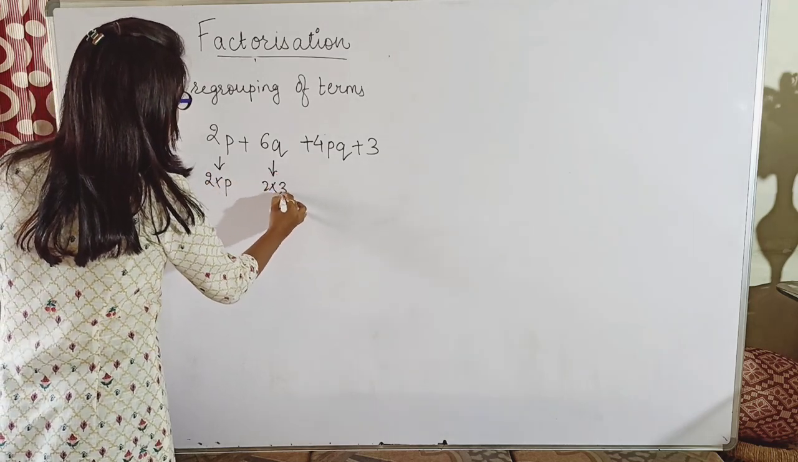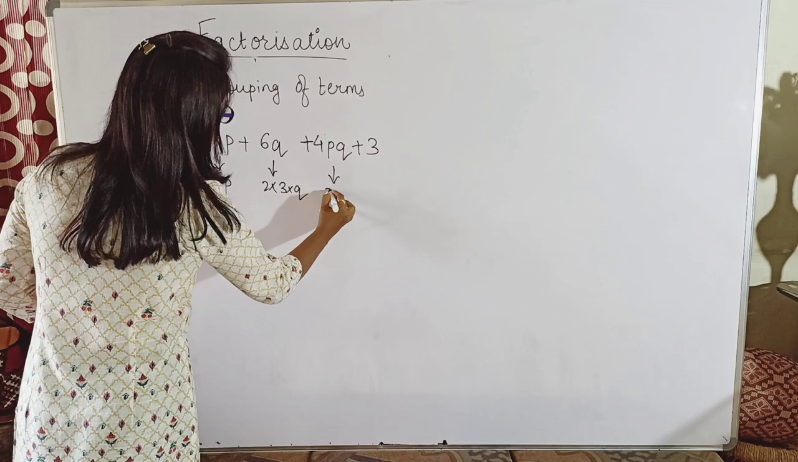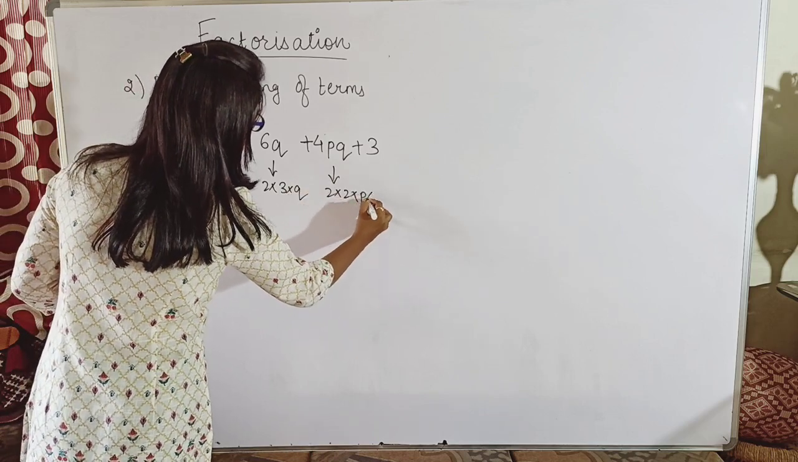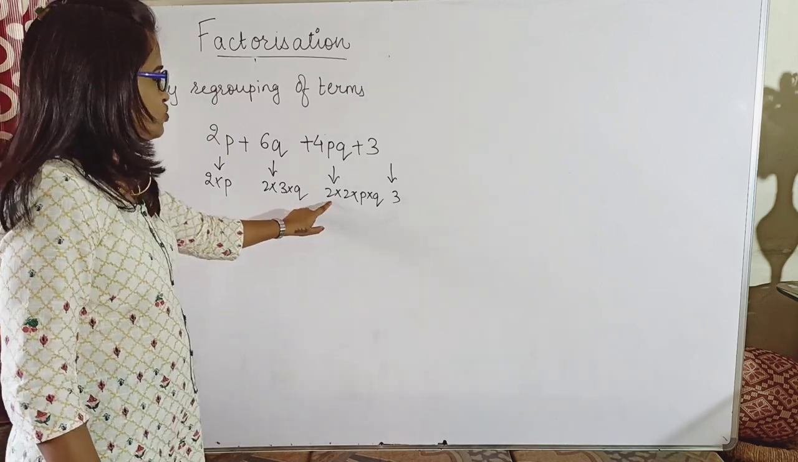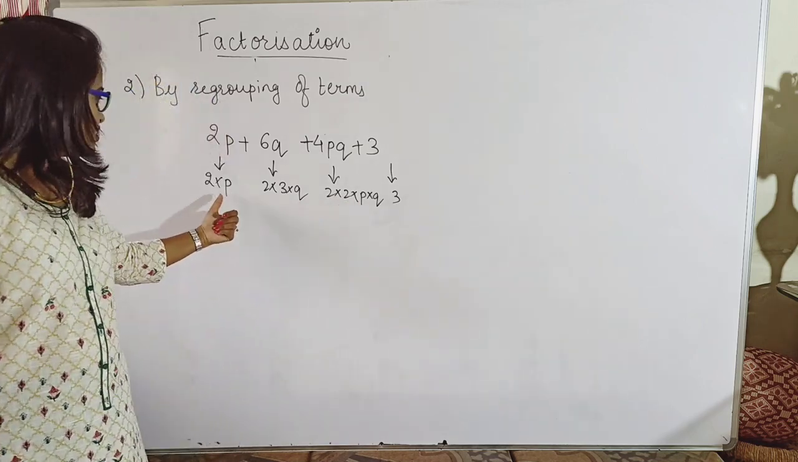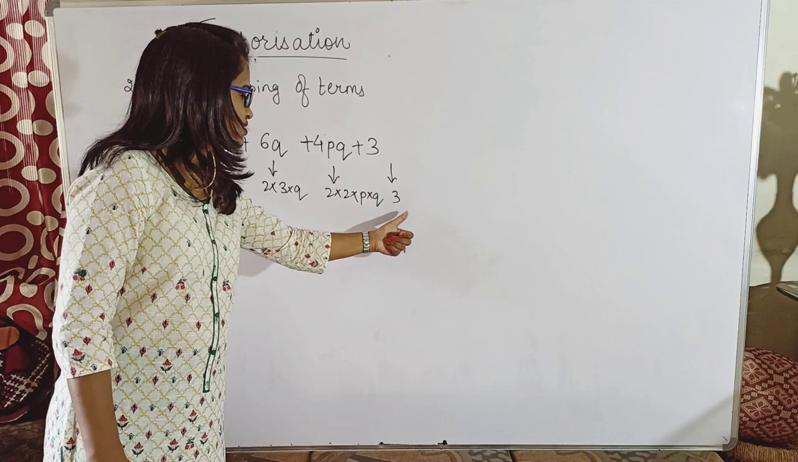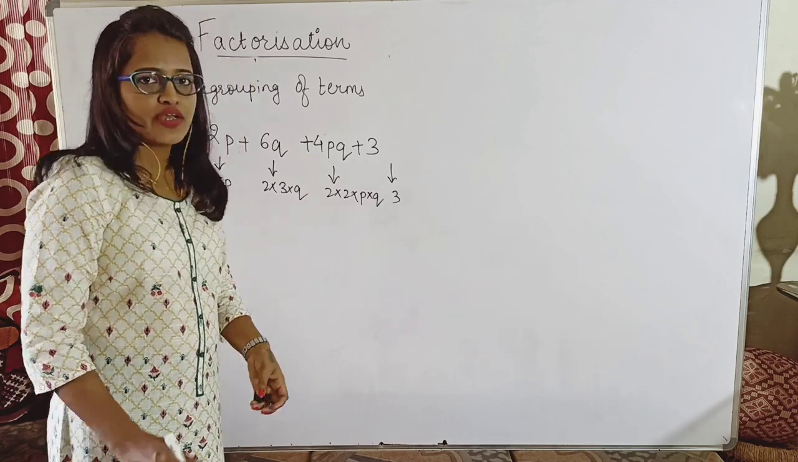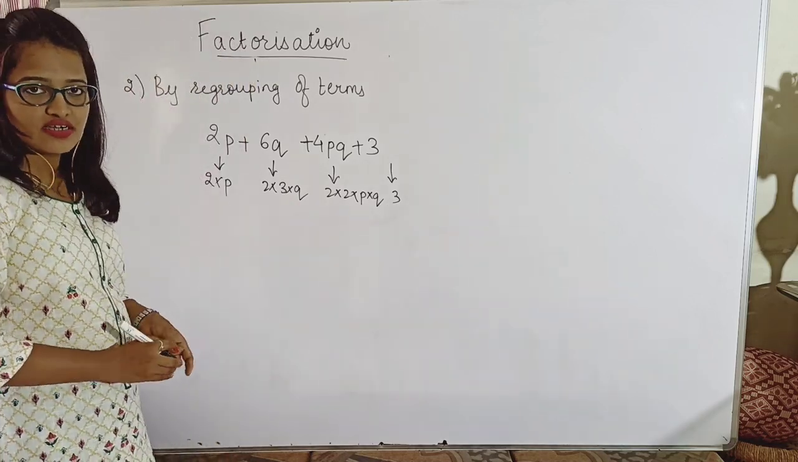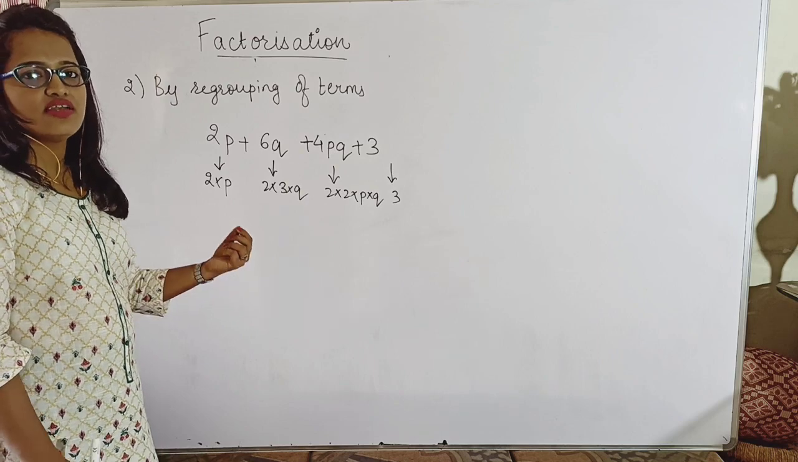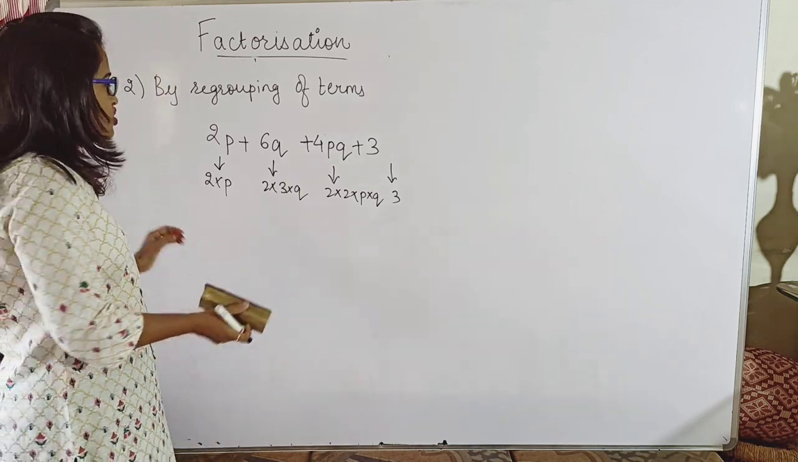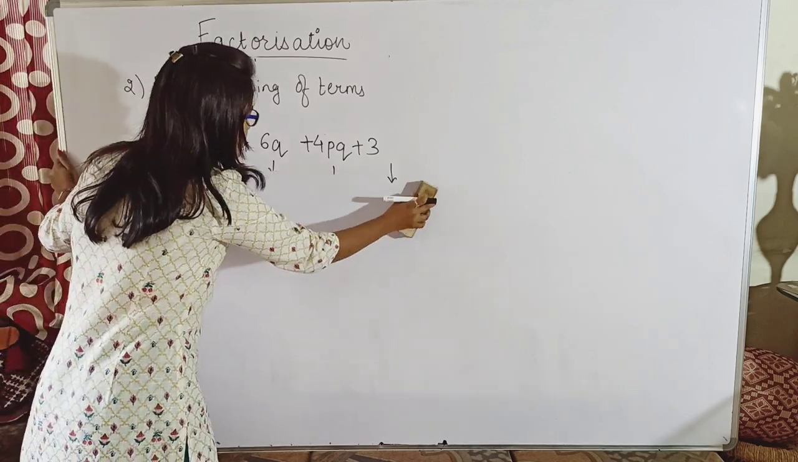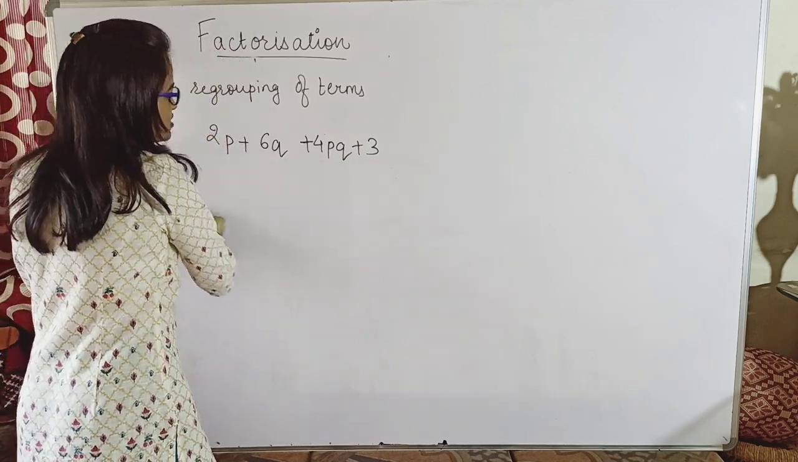So this is 2 into 3 into q. This is 2 into 2 into p into q. Whereas this is just 3. So 2 is present, 2 is present, 2 is present, but here it is not present. P, no, P, no, Q, Q. So as you can see, I cannot find a single entity or single number or single variable which is present in all the four terms. So for such cases, how can you factorize the expression?